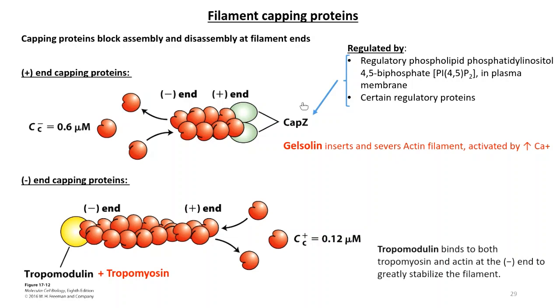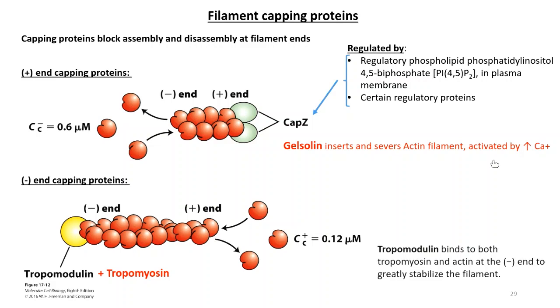The second positive end capping protein is called gelsolin. It inserts and severs the actin filament at the plus end, which is activated. The whole process is activated by the presence and, in fact, increase in cation concentration. There is the calcium ion concentration.